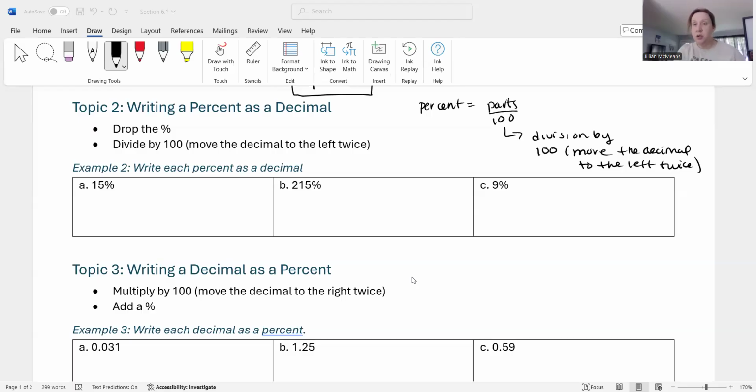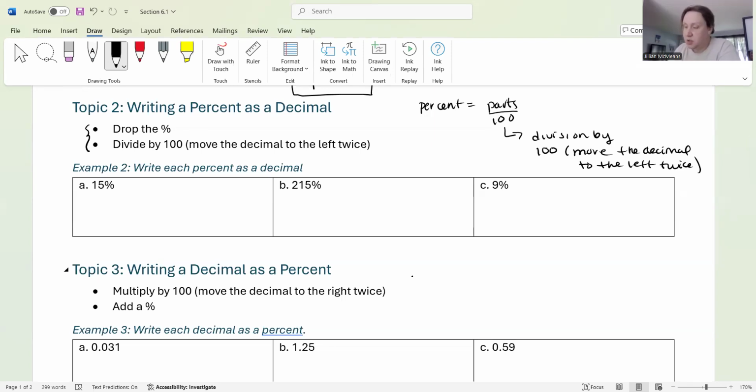Okay. So when you're converting a percent to a decimal, you're basically just taking your percent, dropping the percent symbol, and then all you have to do is divide by 100. Okay. And that's what we've outlined right here. So example 2 says write each percent as a decimal. All right, easy enough. So we've got 15%.